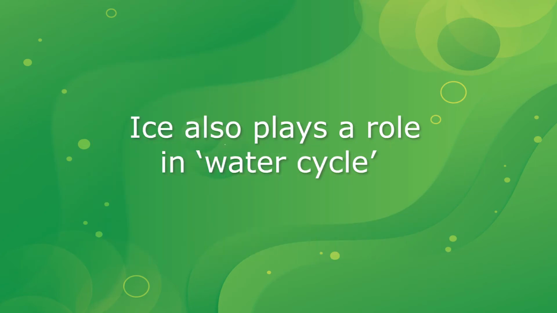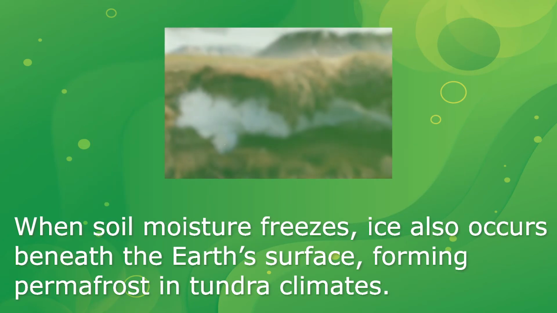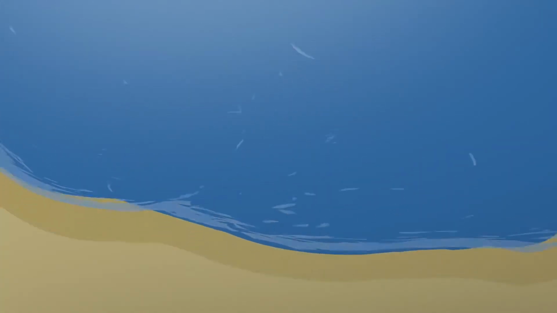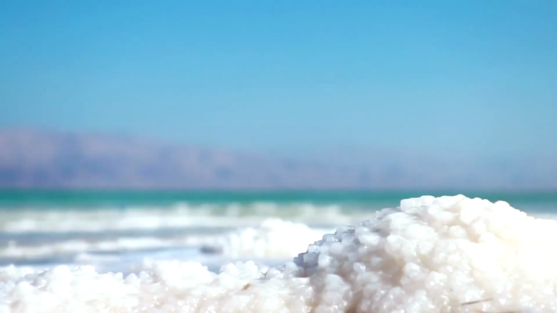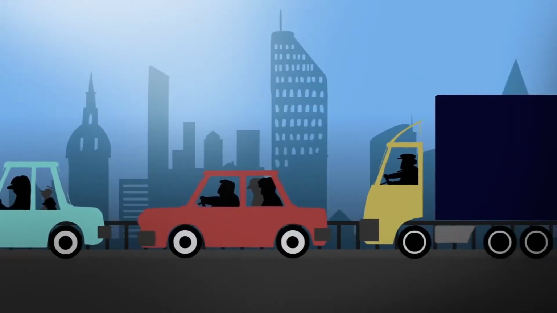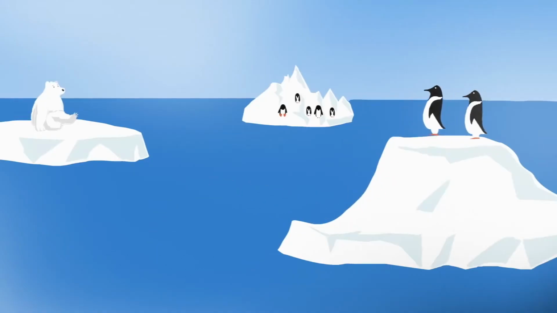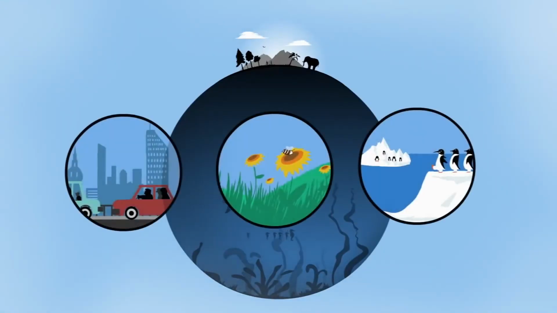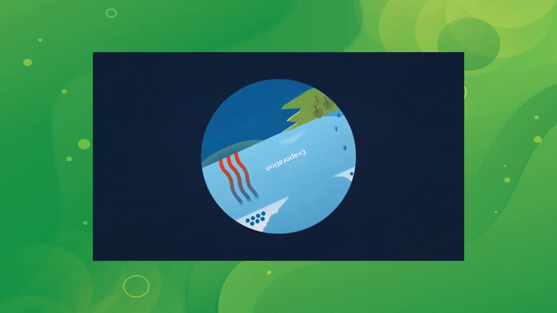Ice also plays a role in the water cycle. When soil moisture freezes, ice also occurs beneath the Earth's surface, forming permafrost in tundra climates. About 18,000 years ago, glaciers and ice caps covered approximately 33% of the Earth's land. But today, about 12% of the land surface remains covered by ice masses. This alternation of evaporation and precipitation of water causes the water cycle.